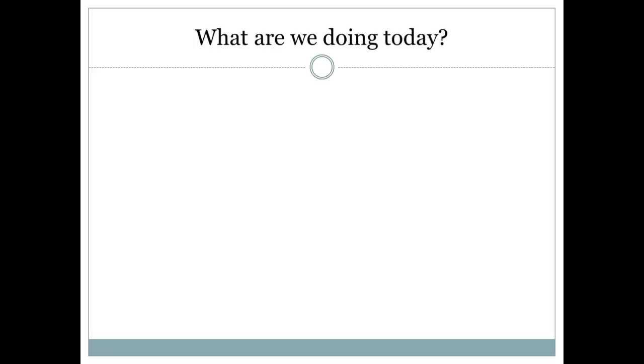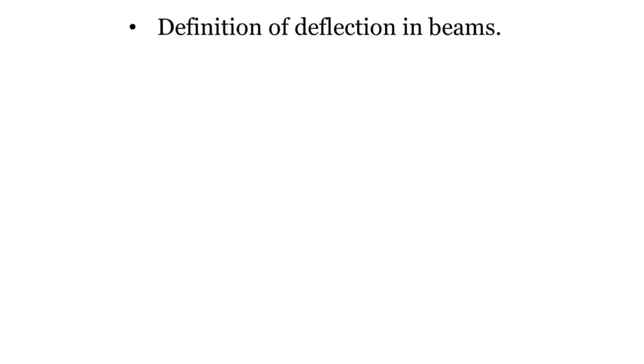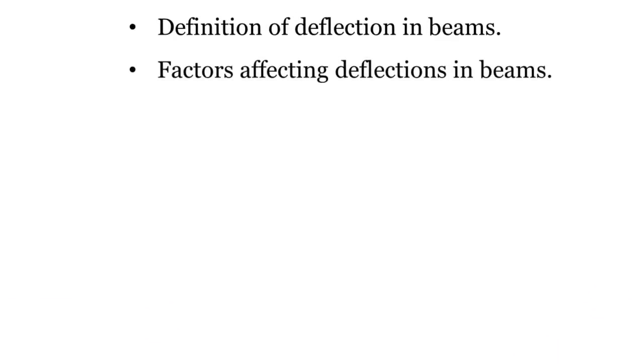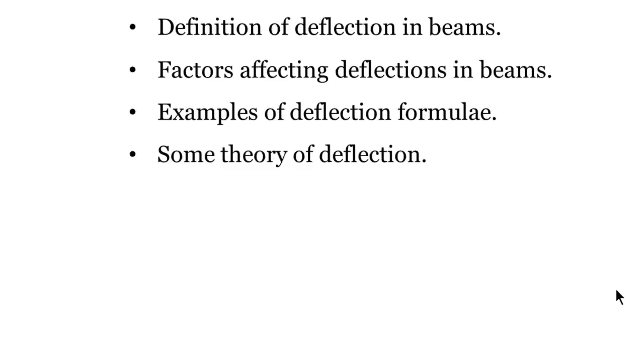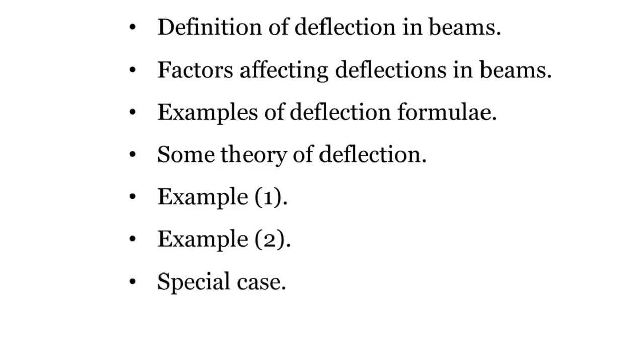So let's take a look at the overall things that we're going to go over tonight. Definition of deflection in beams. Then we're going to talk about the factors affecting deflections in beams. Then we're going to go over examples of deflection formula. I'm going to discuss some theory behind deflection calculation in beams. Then we're going to do example 1, then example 2, and we'll have a special case we're going to discuss that doesn't apply, of course, to example 1 and 2, and we're going to do an example on that special case. So let's get started.